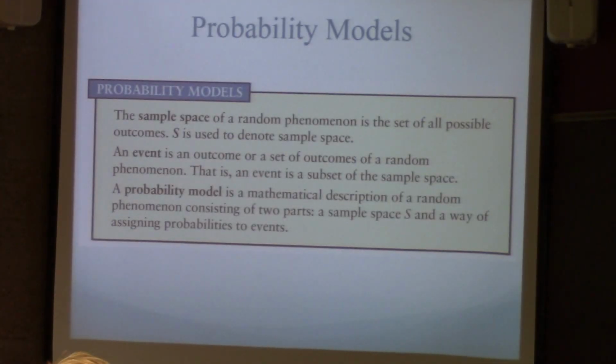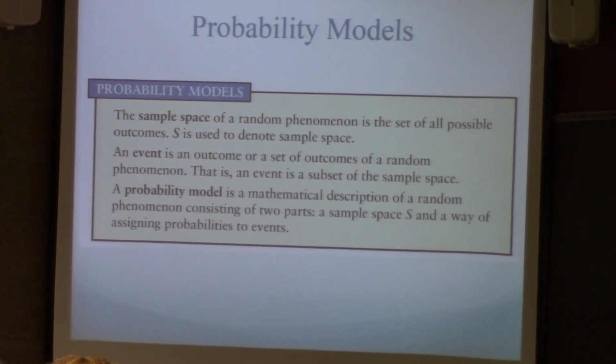What is a probability model? Important idea. Some terms here. The sample space of a random phenomenon is the set of all possible outcomes. The letter S will often be used to denote the sample space. An event is a particular outcome or set of outcomes in a random phenomenon. The event is a subset of the sample space. A probability model is a mathematical description of a random phenomenon. It consists of 2 parts, describing what the sample space is and a way of assigning probabilities to events.